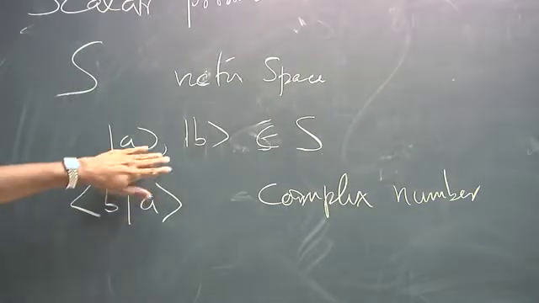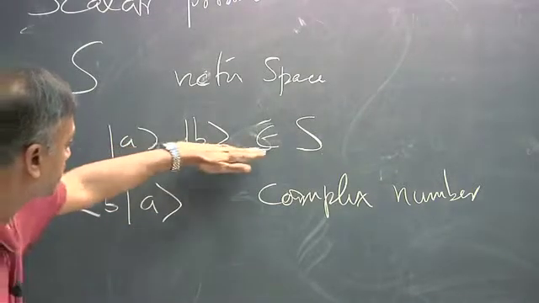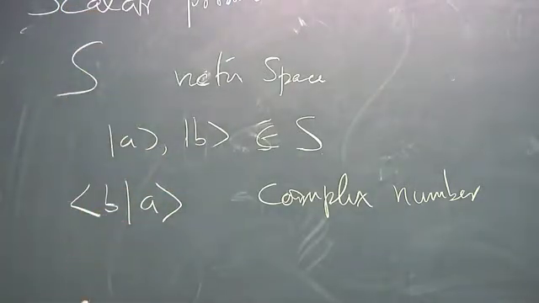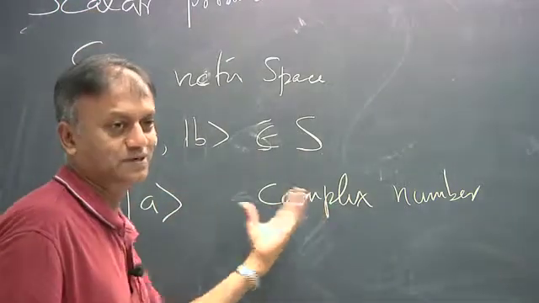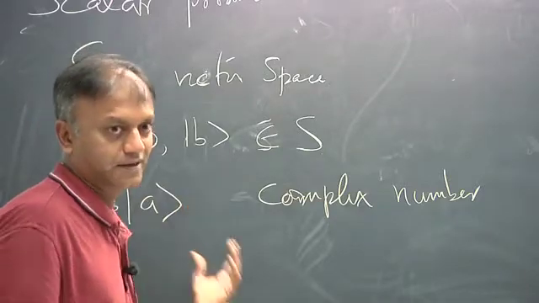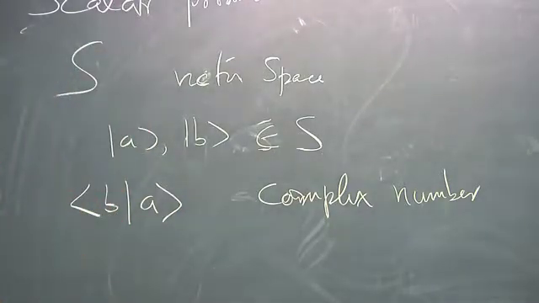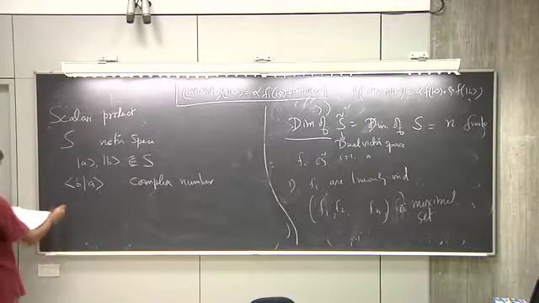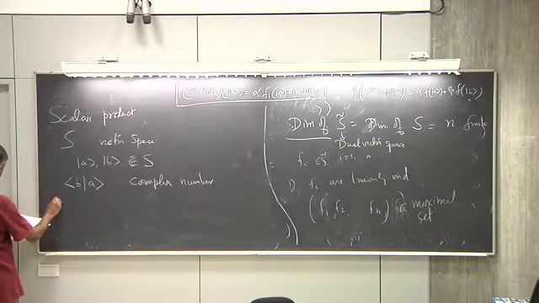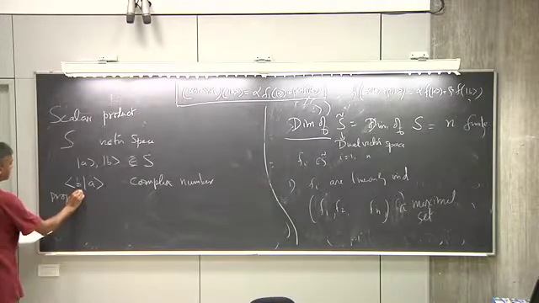What I'm saying is that for any pair of vectors in S, the scalar product is a rule which associates a complex number to this pair. But it should satisfy certain properties. It's not just an arbitrary complex number. So let me write down the properties that they have to satisfy.